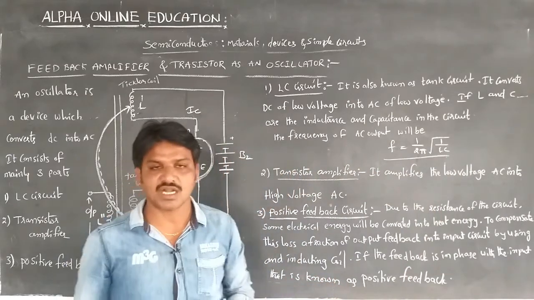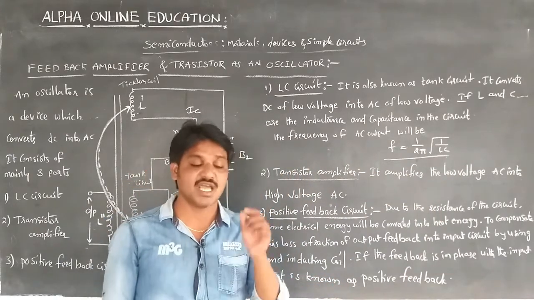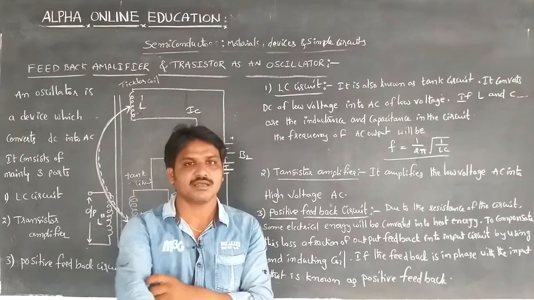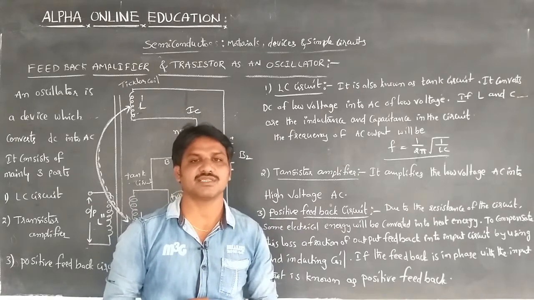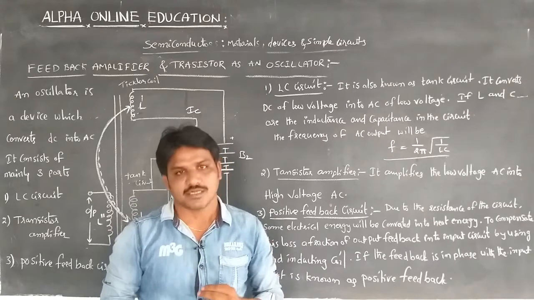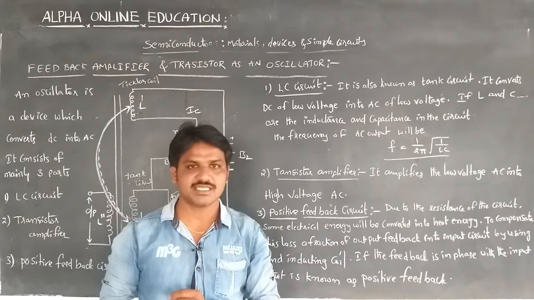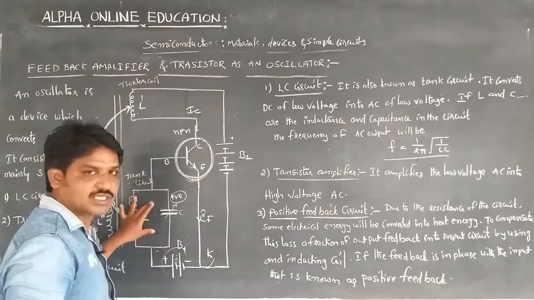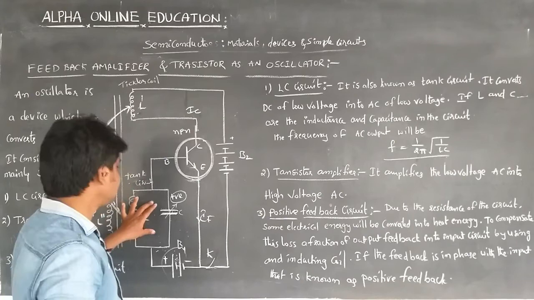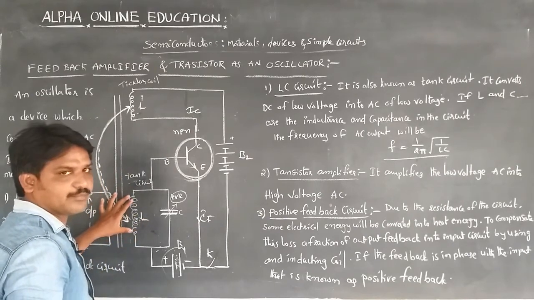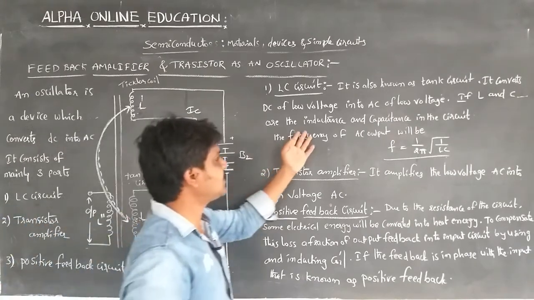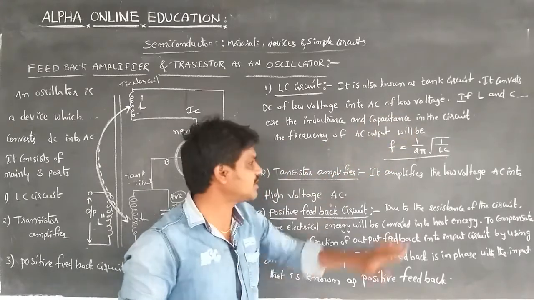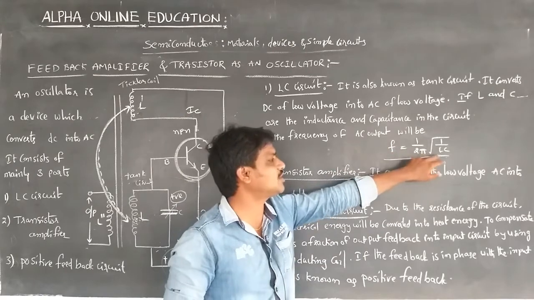We already discussed the inductance and capacitance, the LC circuit, in the earlier units on alternating current and electromagnetic waves. We have studied the LC circuit. The LC circuit is also known as the tank circuit, and this coil is called the tank coil. With the inductance and capacitance in the circuit, the frequency of the AC output is f equals 1 by 2 pi root L C.